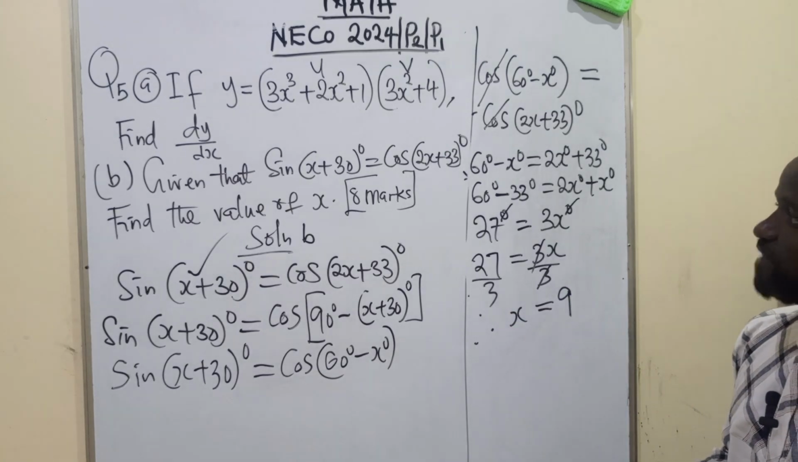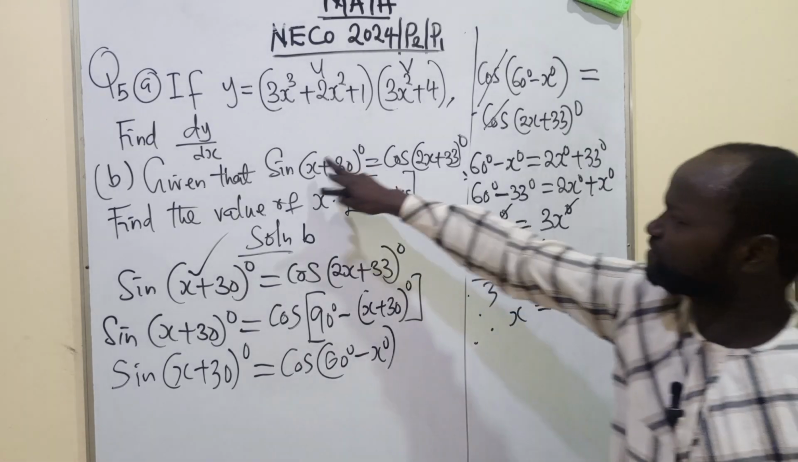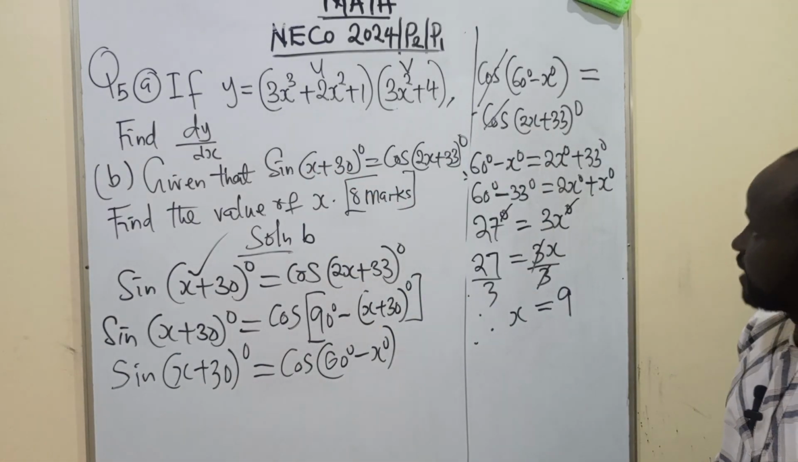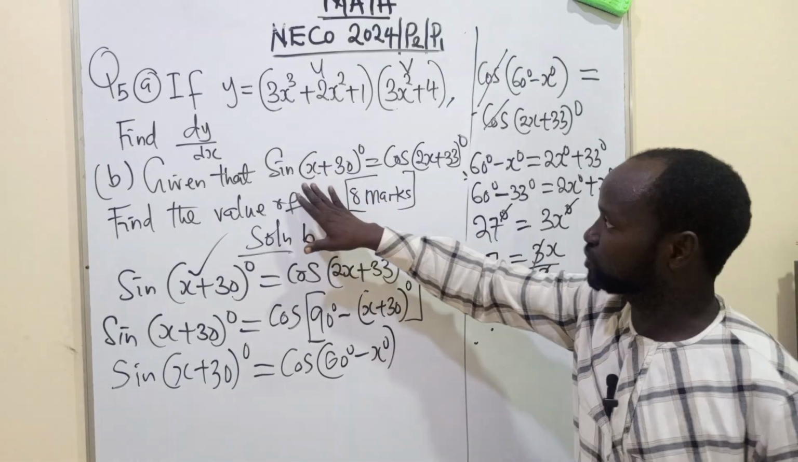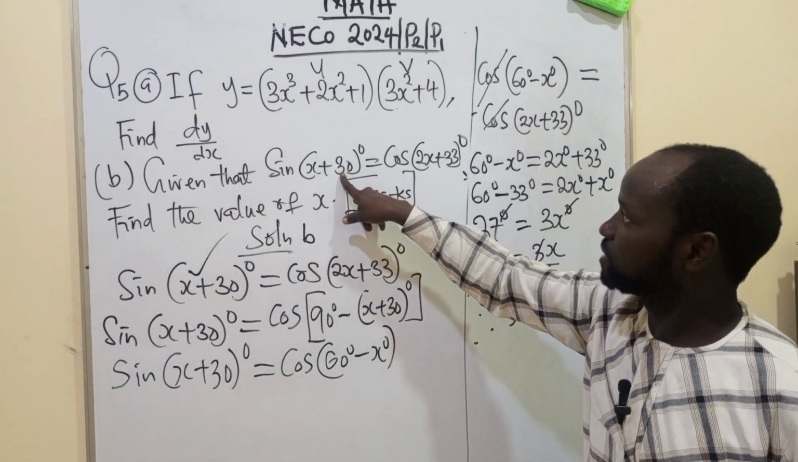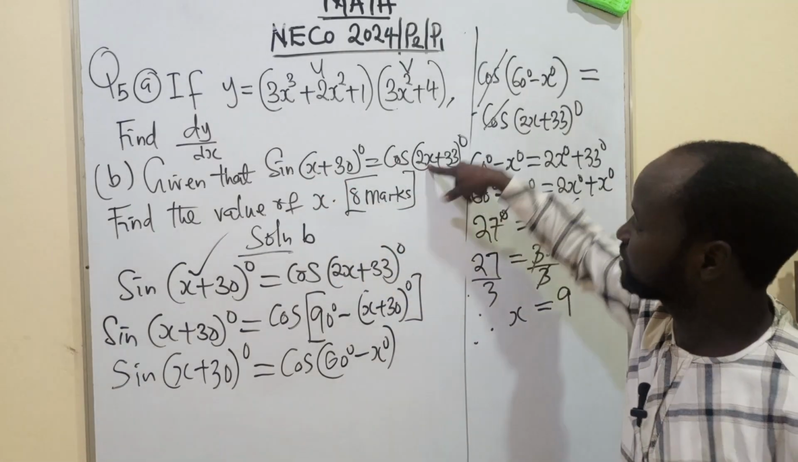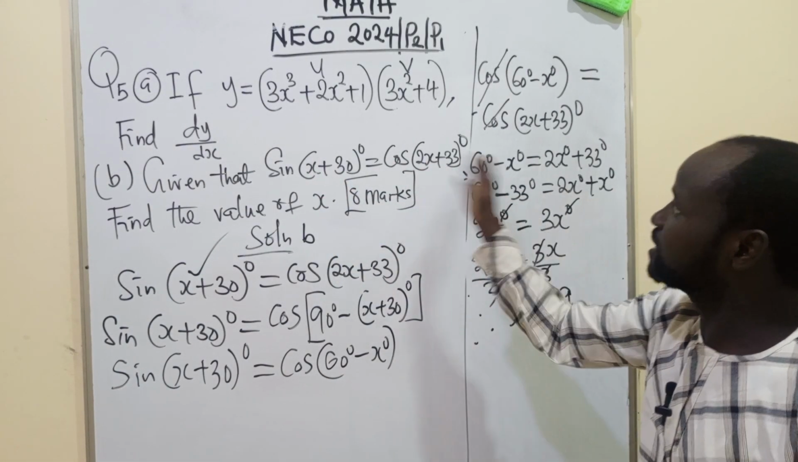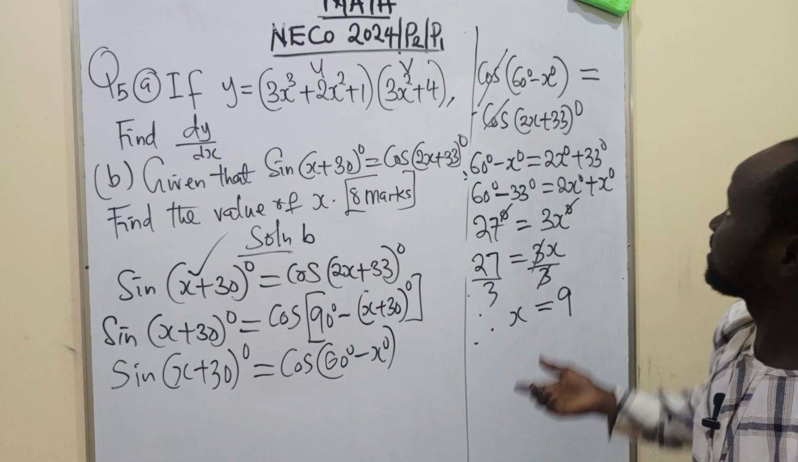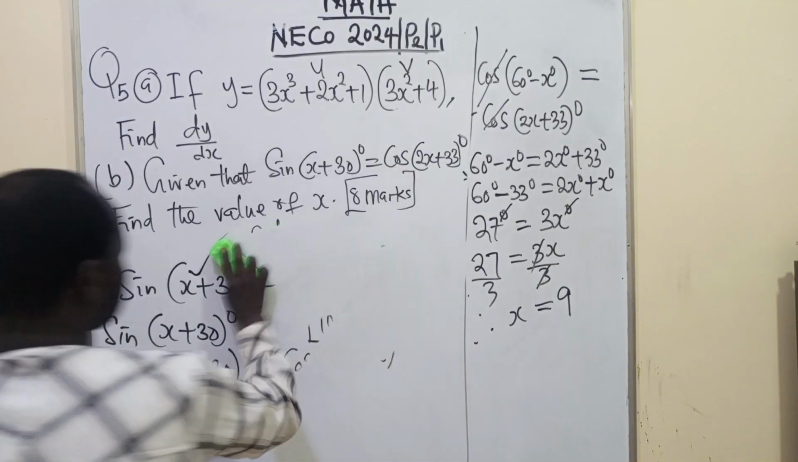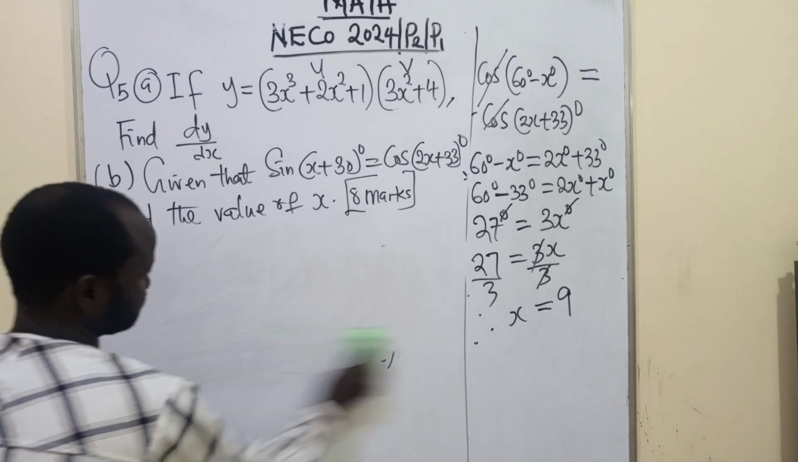So we are asked to find the value of x. So the value of this x here is 9. So we can check by saying 9 plus 30, that will be 39. Sine 39 degree will be equals to whatever the value of x we substitute into this. The left hand side and the right hand side must be the same. We can check if truly the answer is 9. How do we do that?